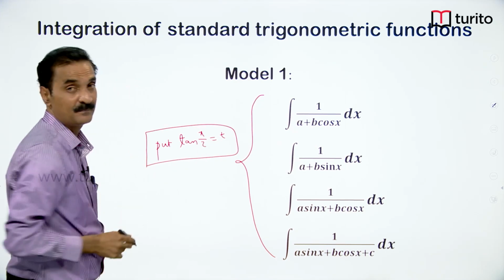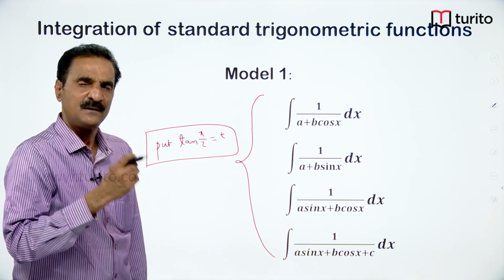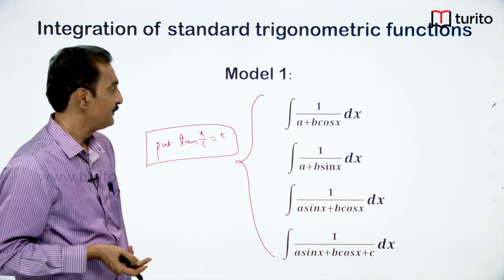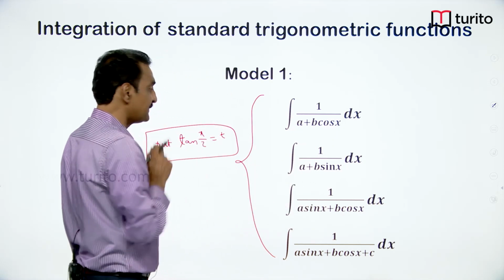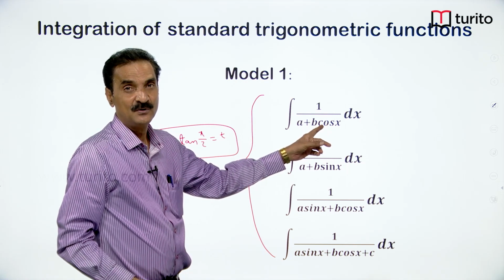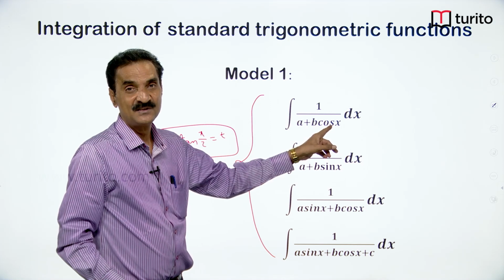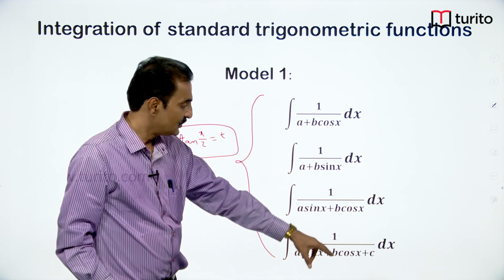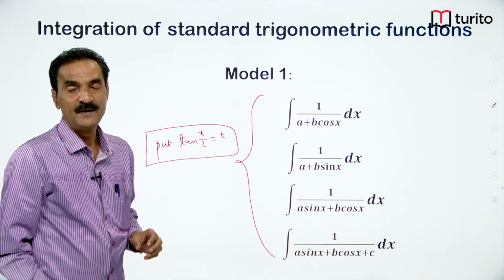You need to remember, whenever the integrand is in one of these 4 forms, blindly you put tan x by 2 is equal to t. Then you should be able to write the whole function in terms of t. How? You know the formula for cos x in terms of tan x by 2. If tan x by 2 is t, cos x is 1 minus t square by 1 plus t square, and sin x is 2t by 1 plus t square. So, you can convert all these functions in terms of t, okay?